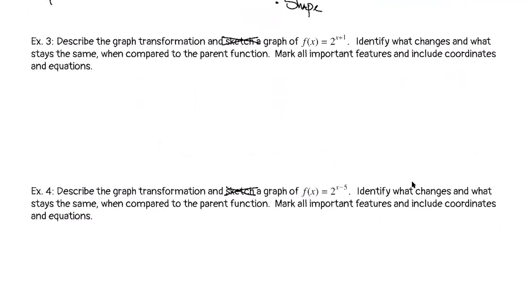But let's take a look at this equation. f(x) = 2^(x+1). Tell me what changes and what stays the same when compared to the parent function, and describe the graph transformation, okay? So when I look at this equation, I notice that we have this plus 1, right? That means that the only thing that happens to this graph is I move to the left 1 unit. All right, so that plus 1 means I move to the left 1 unit.